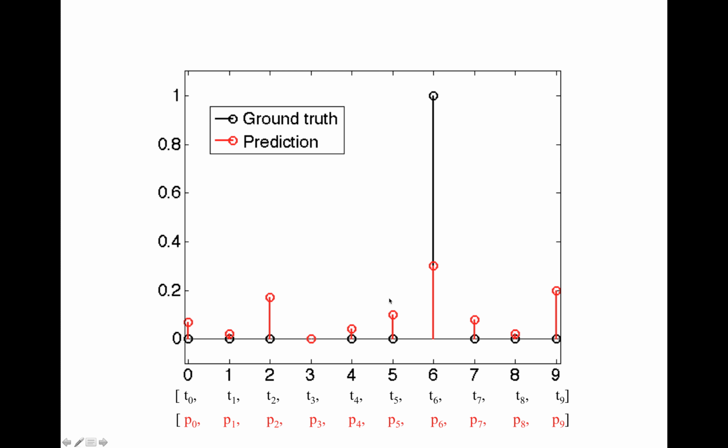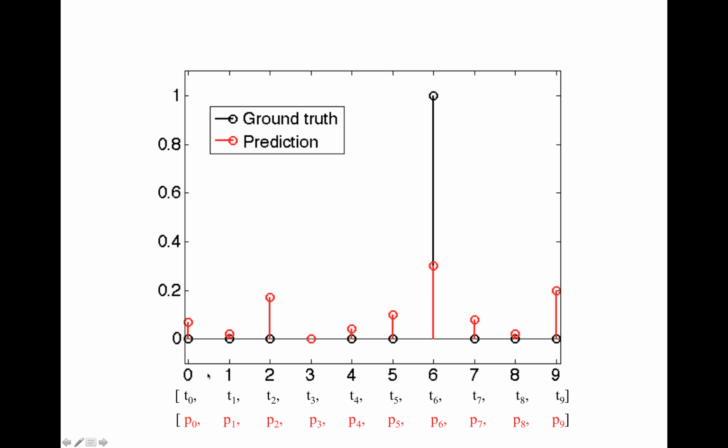So all those black sticks are going to be the ground truth, right? That's the one-hot encoding of that ground truth label. And then all the red sticks are going to be the neural network predictions, the predictions made by our neural network. It is actually unlikely that our neural network will be able to recognize digits with 100% confidence.